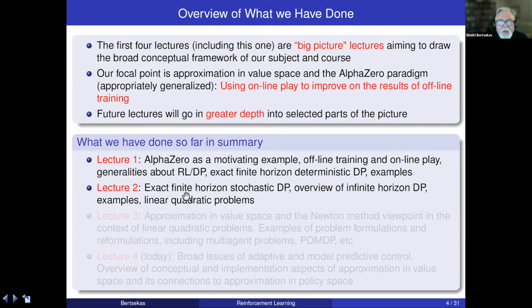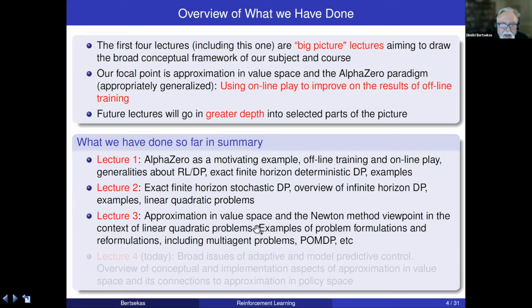In lecture 2, we went into finite horizon stochastic dynamic programming, developed that algorithm, and then we went into infinite horizon problems. We didn't cover them in real depth, but we gave an overview of the analytical aspects and the algorithmic aspects of them, value iteration, policy iteration, the like. We gave various examples, and we focused on linear quadratic problems, which is an important application for us. It is important in general, but also particularly important for our course because it provides the basis for visualizations.